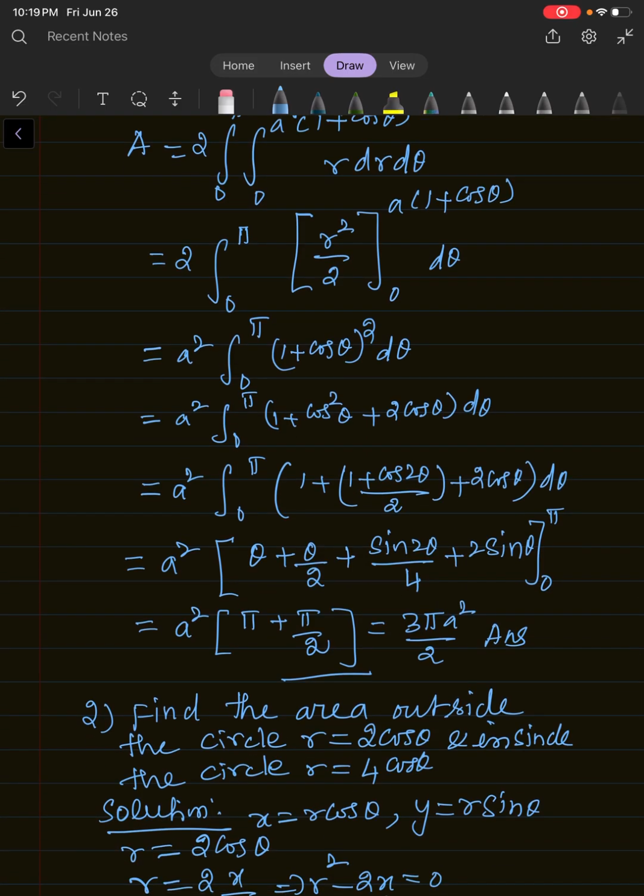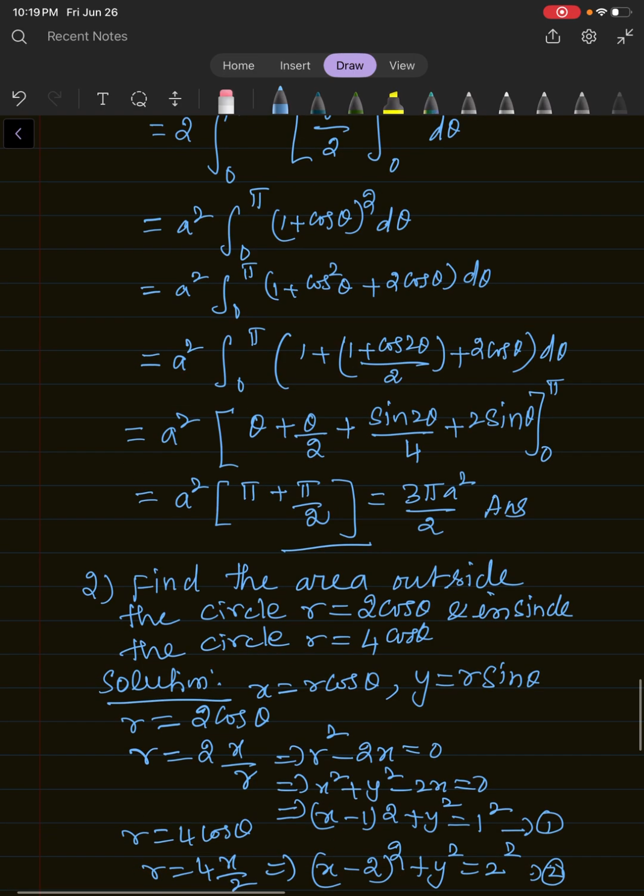Now, we are going to integrate with respect to theta. So, we are getting theta plus theta by 2 plus sin 2 theta by 4 plus 2 sin theta. Apply the limit from 0 to pi. First term pi, second term is pi by 2, sin 2 pi is 0, sin pi is 0. Apply the lower limit, all the terms become 0. So, a square into pi plus pi by 2, we are getting 3 pi a square by 2 as the answer.